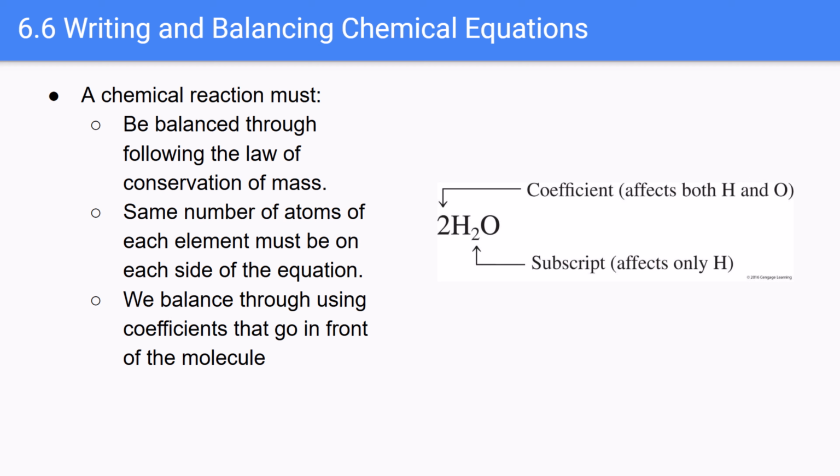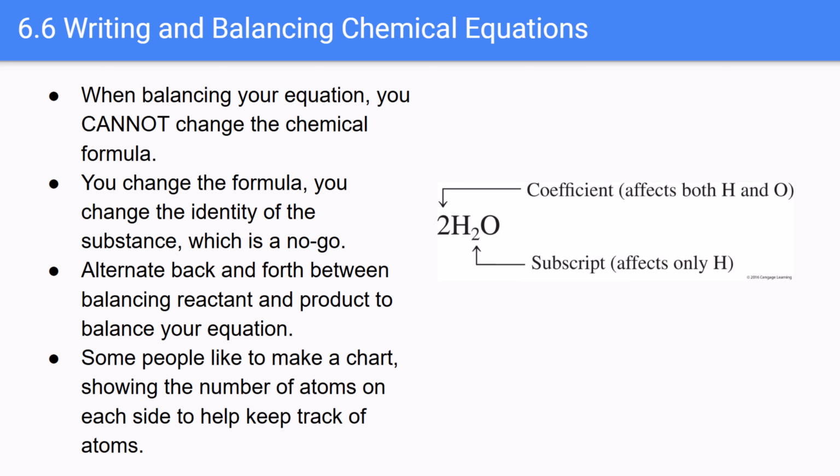So once we've written all of our chemical formulas correctly, we balance. We put coefficients in front to ensure that the number of atoms that are on the reactant side of my equation are the same as the number that are on the product side of my equation. A big thing to keep in mind here is that when you're writing your equation, you cannot change the chemical formula. So when we go through and balance it, you can't change that. If you change the formula, you change the identity of the substance, which we simply cannot do.